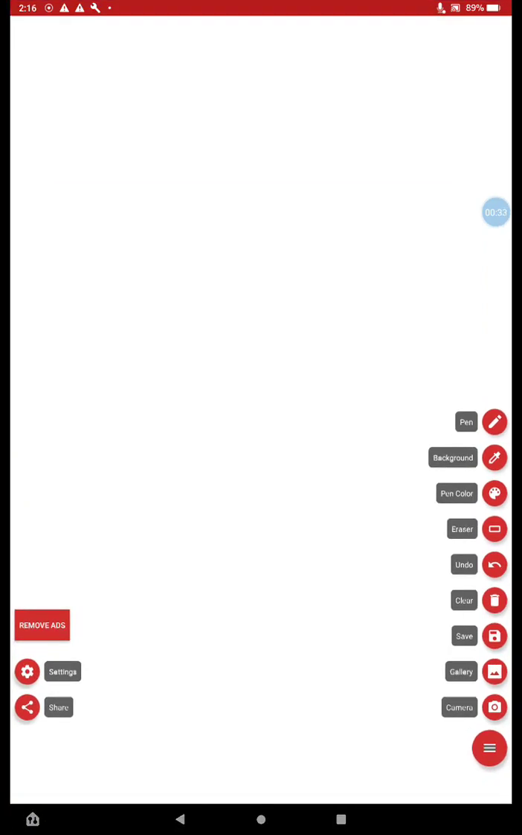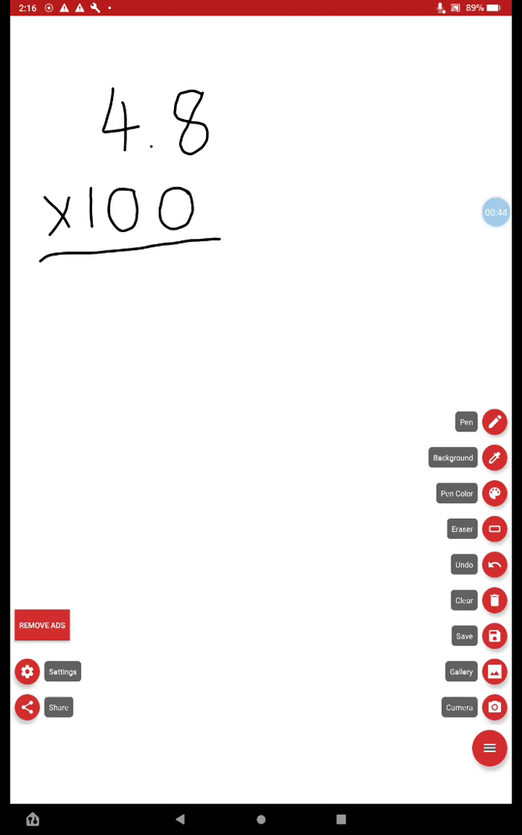If I have 4 and 8/10 times 100, you could do the two-step multiplication, or you could shift the decimal point. So let's shift the decimal point. 4 and 8/10. I need to shift that decimal point over to the right because I'm multiplying it by 100. It's going to be a bigger number. And I'm going to shift it over 2 times because 100 has 2 zeros.